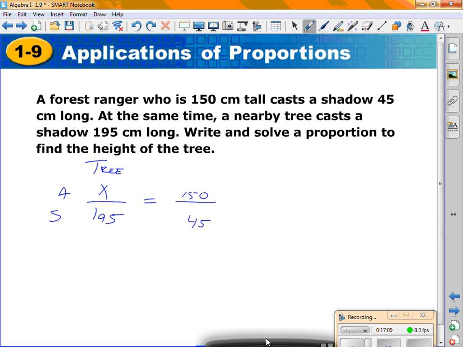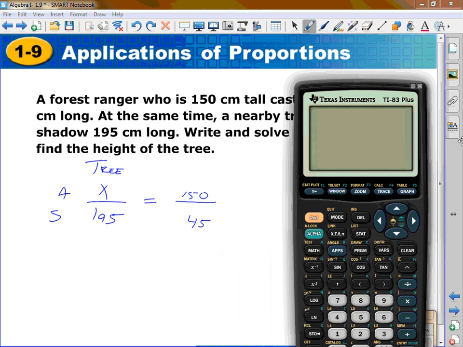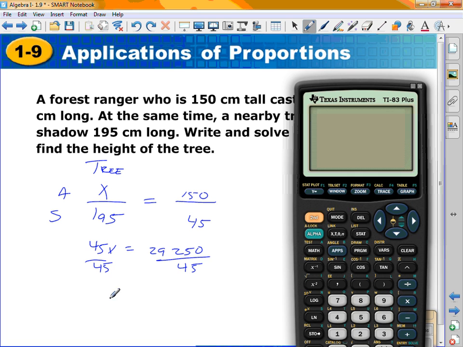Cross multiply, and I get 45x equals 29,250. Divide by 45. What is it? 650 centimeters. Now, first thing people start to say is that 150 doesn't sound like a lot.